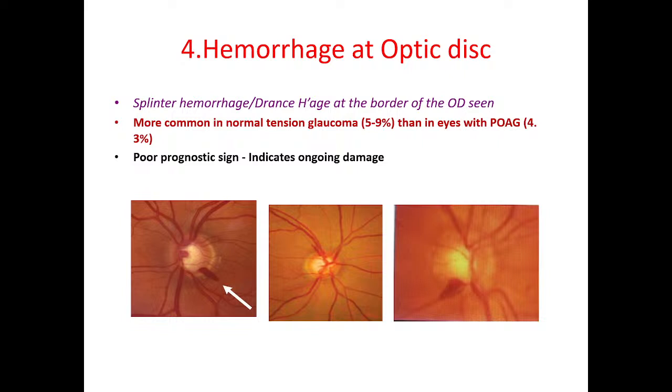It is a prognostic sign, indicating there is ongoing ischemia in the disc. So we have to further escalate the treatment. Presence of hemorrhage at the disc indicates there is ischemia, the disease is progressing, and there is decreased perfusion at the optic disc, commonly seen in normal tension glaucoma because their vascular theory holds true. So this is an important sign. If we see it, we increase our treatment and further lower the IOP, correct.